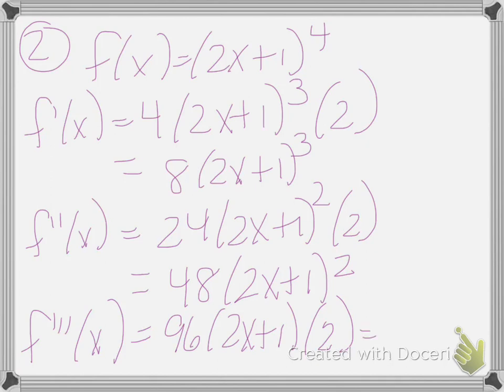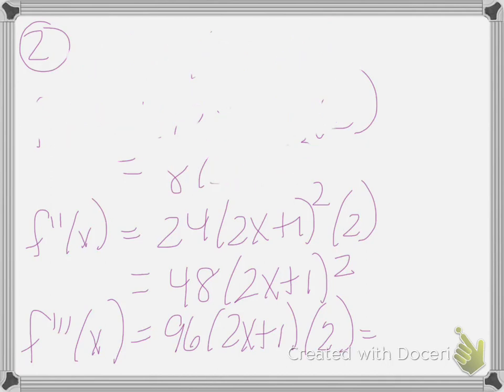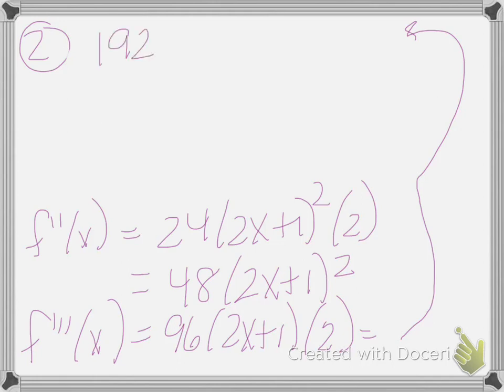I'm going to erase up here to make some room. Okay, so this is going to go all the way up here. Okay, 96 times 2 is 192. And then keep the 2x plus 1. And if you want, you could do another chain rule, or you can multiply that out, so you don't have to deal with the chain rule.